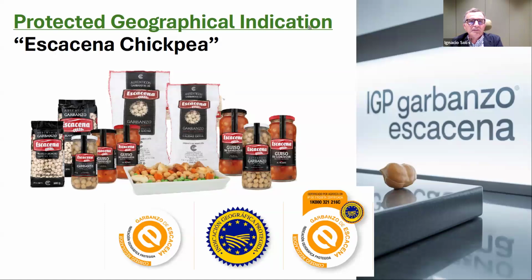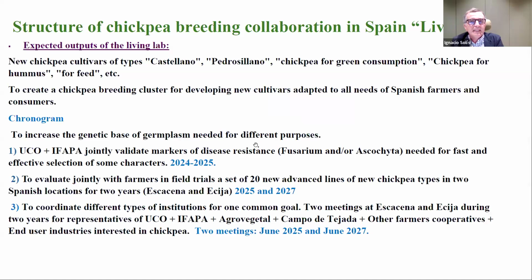This is the protected geographical indication to produce Escacena chickpea by Campo de Tejada and also several other producers of the region. Then, this is the present, and for the future, we are developing a living lab to have new types of chickpeas and to create a chickpea breeding cluster for developing new cultivars adapted to all the needs of Spanish farmers and consumers.